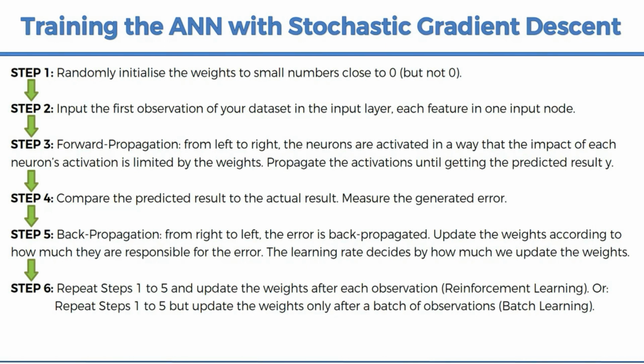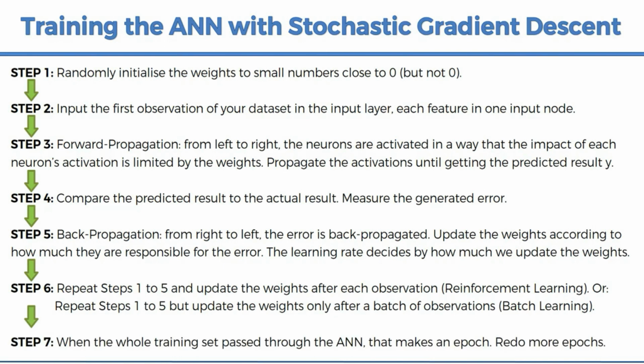or repeat steps 1 to 5, but update weights only after a batch of observations. So batch learning, it's either full gradient descent or batch gradient descent or mini batch gradient descent. And step 7, when the whole training set passed through the artificial neural network, that makes an epoch, redo more epochs. So basically you just keep doing that until allowing your neural network to train better and better and constantly adjust itself as you minimize the cost function.